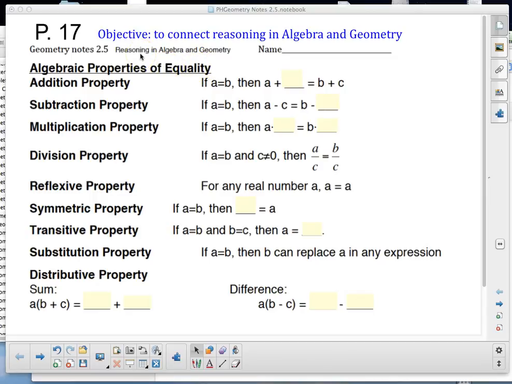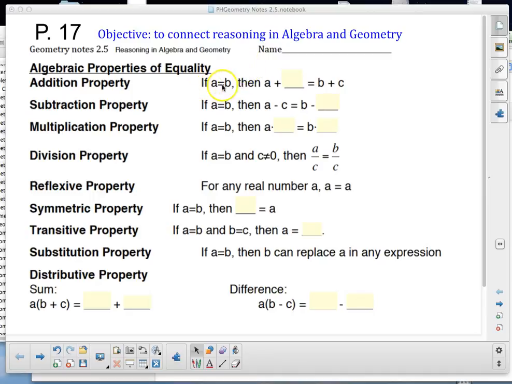And we're going to be doing proof with statements and reasons for algebra type proofs at first, and then we're going to do some proofs in this chapter, I should say, for notes for this section. So, reasoning in geometry and algebra.